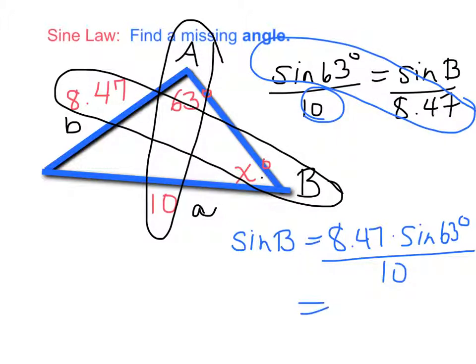Now, notice that you have a sine here, so you're going to get a decimal answer. You'll have to do second function sine, and if you do that correctly, you'll find out that this angle is 49 degrees. So that's the only extra step you have to do in finding a missing angle, is use second function sine.